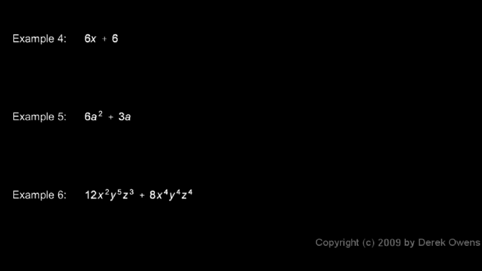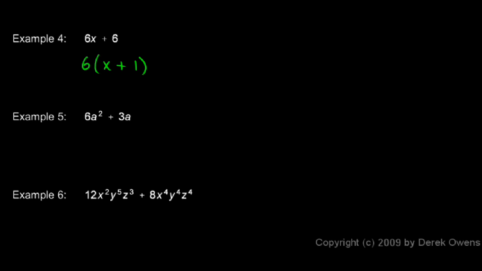Here are some more examples. In this first one, example 4 here, each term obviously has a 6 in it, so I can take the 6 out. Essentially divide each term by 6. The first term becomes an x, and the second term becomes a 1. 6 times x plus 1.